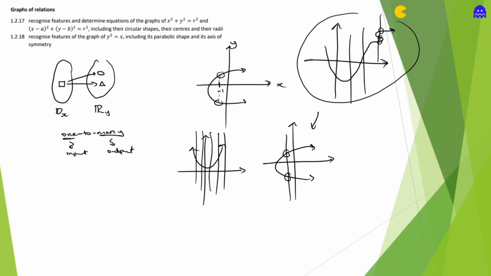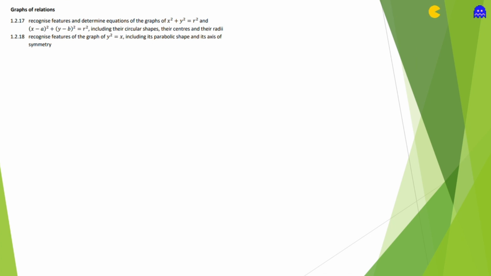Okay, so now we've come to a definition of what a relation is. We can transition over to some examples of relations that we can represent graphically on a Cartesian plane. And that's kind of what we're talking about with these dot points. And so let's move to the next slide.